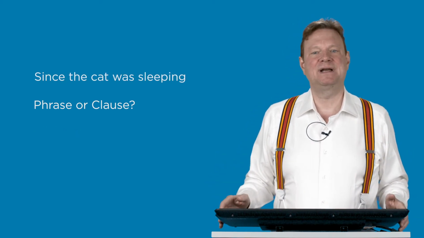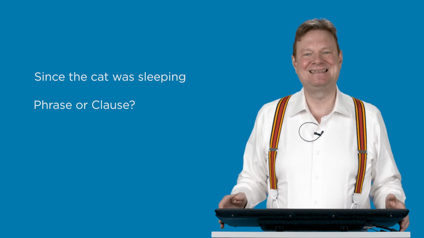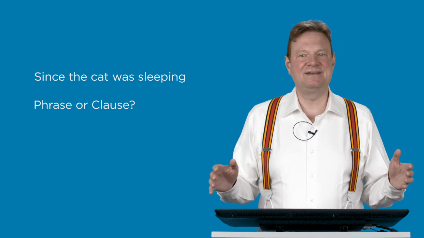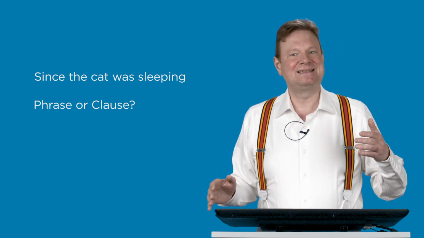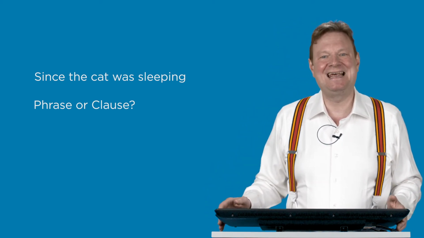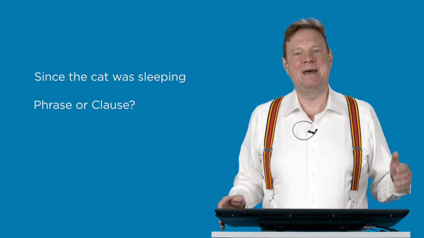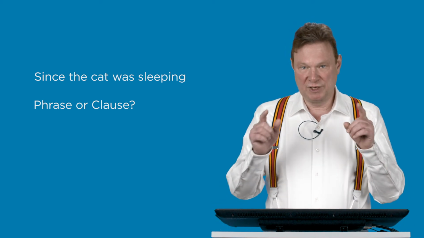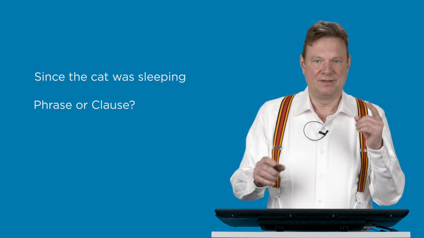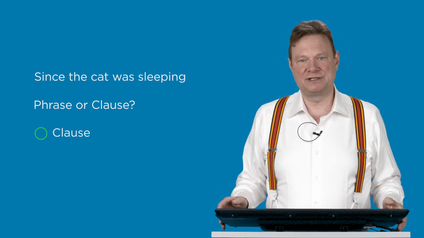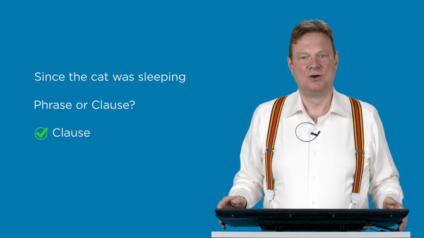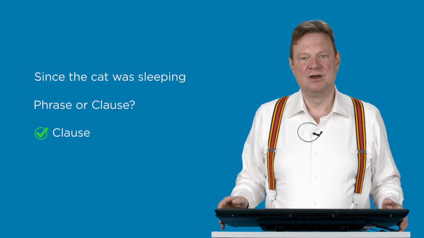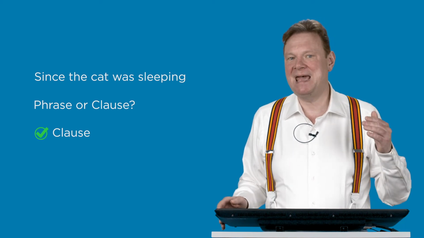Our final practice clause or phrase is since the cat was sleeping. Some would look at this and say this is a phrase because it cannot stand alone as a sentence. Remember that a clause has both a subject and a verb, which this example does. Therefore, it is a clause, not a phrase. The word since is a subordinating conjunction which signals that this is a dependent clause.